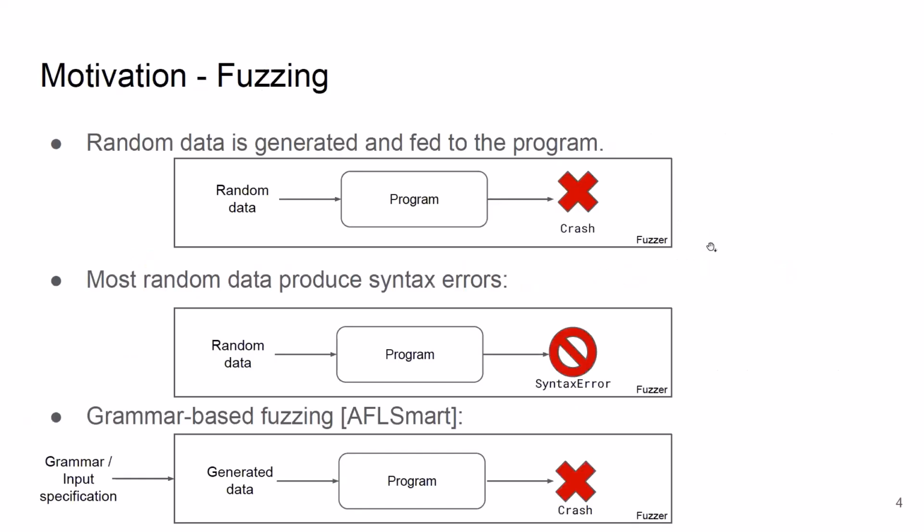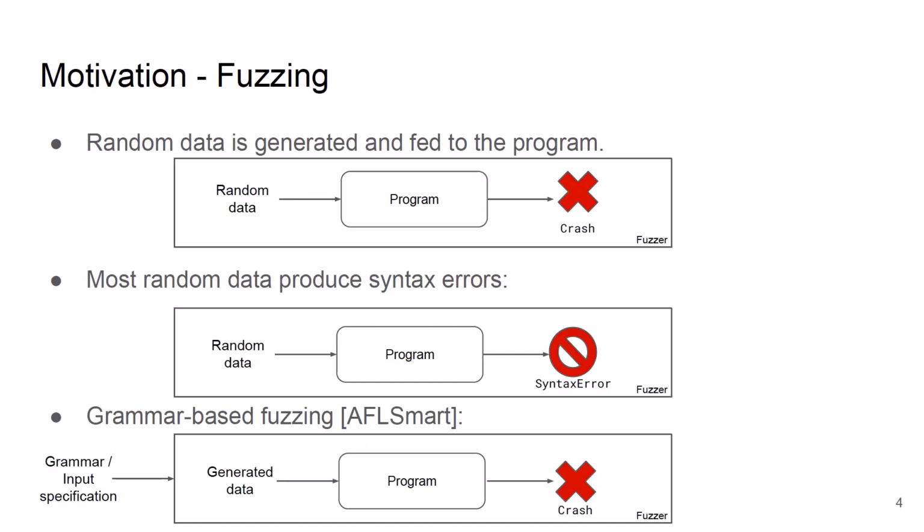Now let's see, why do we need these input structures? In traditional fuzzing, random data is generated and fed to the program in a way to crash the program that's under test. But most programs require input to have a certain structure. So if we create random data where the program expects structured input, then the program may not accept the data, and it may throw syntax errors.